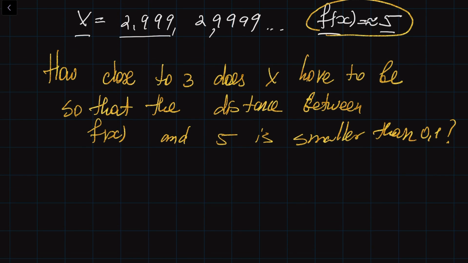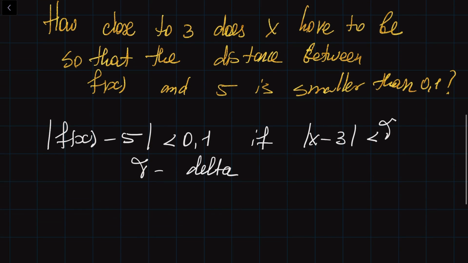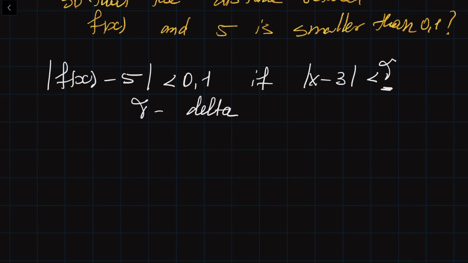So I would like to write this down in this way. The distance between f of x and 5 is smaller than 0.1 can be written as the absolute value of f of x minus 5 is smaller than 0.1 if the absolute value of x minus 3 is smaller than delta, right? This letter is the Greek delta. So I would like to control this. If I just control this delta, if I take it small enough, is it possible that f of x comes very close to 5? Well, I would like to find the exact value of this delta.